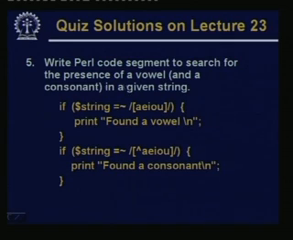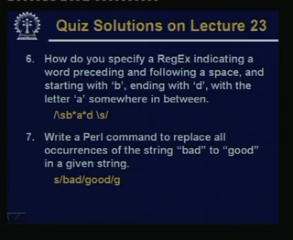Write a Perl code segment to search for the presence of a vowel and a consonant in a given string. If it is a vowel, your code will be like this: string matches a e i o u. If it is a consonant, you will write like this: it is not a e i o u. Okay. Well, assuming that it is only alphabetic characters. How do you specify a regular expression indicating a word preceding and following a space and starting with B, ending with D, with the letter A somewhere in between? You see this regular expression, it starts with a space, ends with a space, after that B is the first letter, D is the last letter, there is A somewhere in between. This star means any number of characters in between, 0 or more. Okay. So, this is the specification.